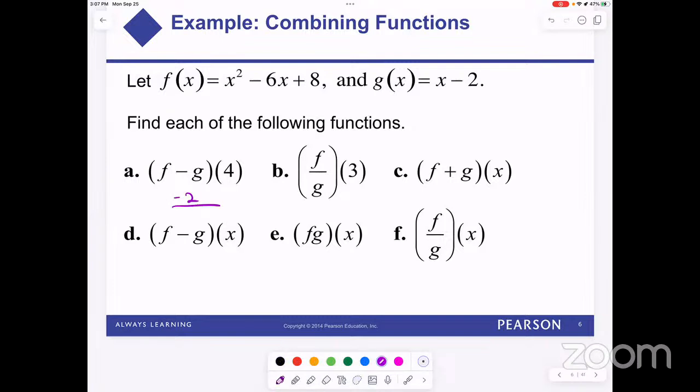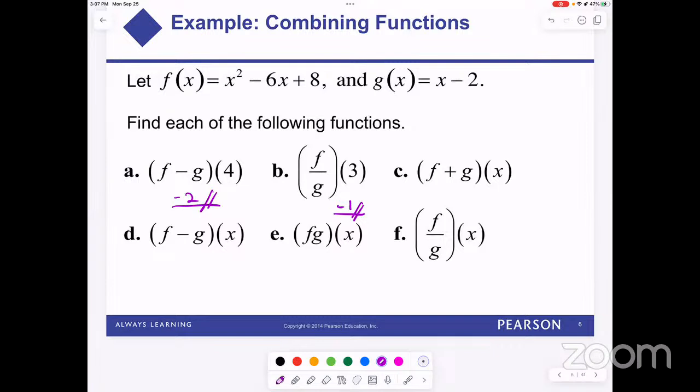Okay. So then for B, f divided by g of 3 just means f of 3 divided by g of 3. So f of 3, let me see, that's a 9 minus 18 is negative 9, plus 8 is a negative 1. G of 3 is 1. So negative 1 divided by 1 is ultimately negative 1. Okay. So then C, yeah, let's go ahead and do it.